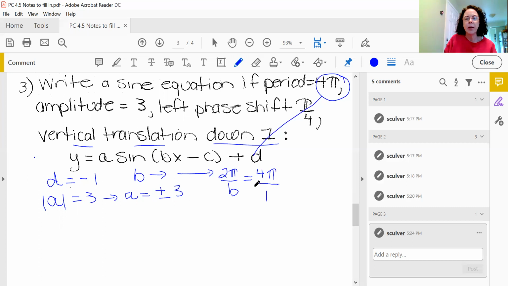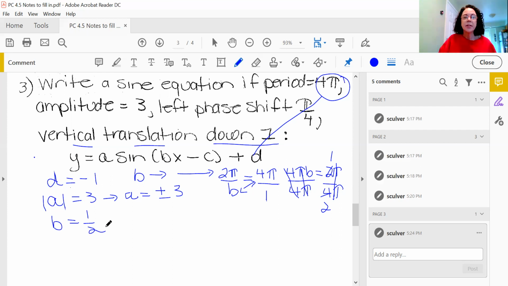So how about if we cross multiply? 4 pi times B equals 2 pi. And let's divide by 4 pi to solve for B. There we go, and my B is equal to 1/2. I will write that right here. My B is equal to 1/2.